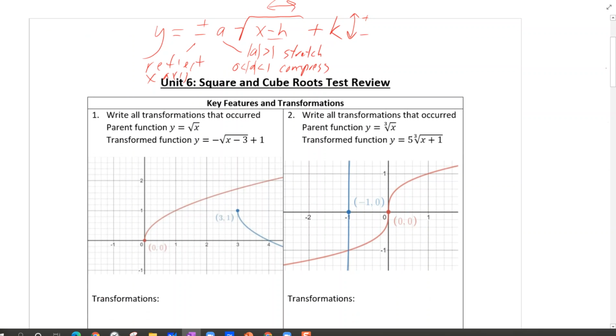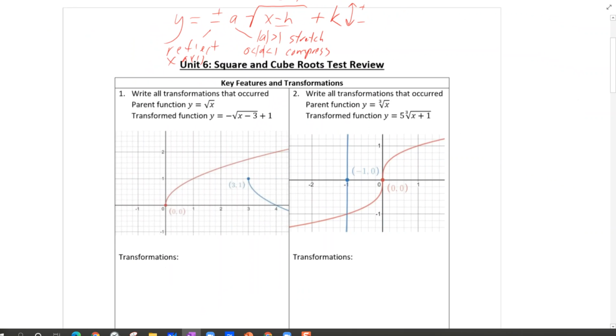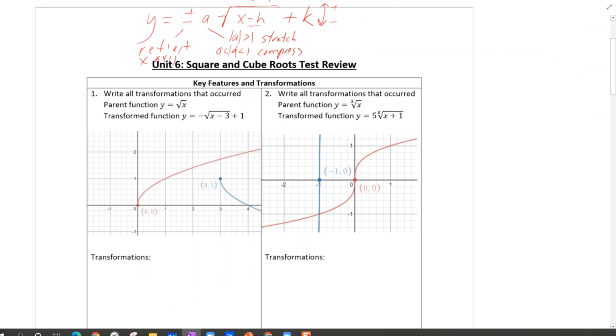So write all transformations that occurred. Let me zoom in a little bit so you can see the flip. So flipped across, reflect across the x. You can see it moves right 3, up 1. Right 3, up 1, that's easy to see.